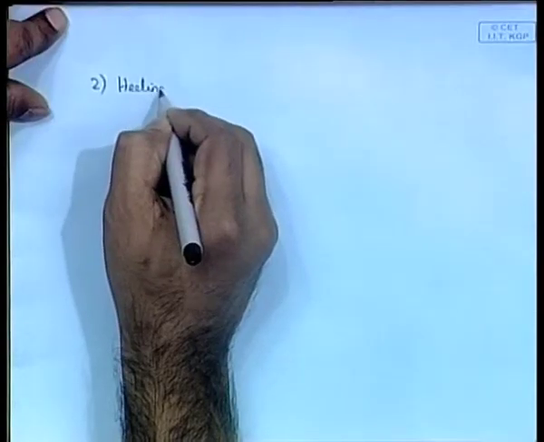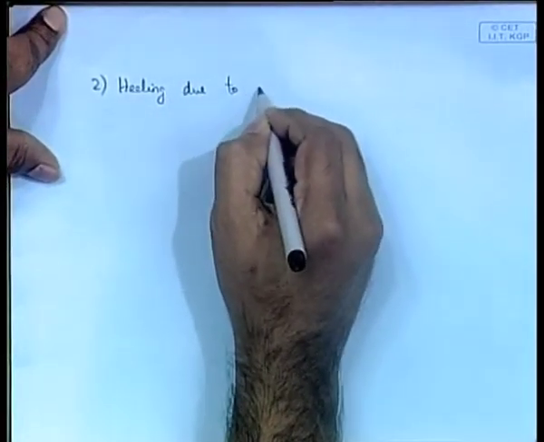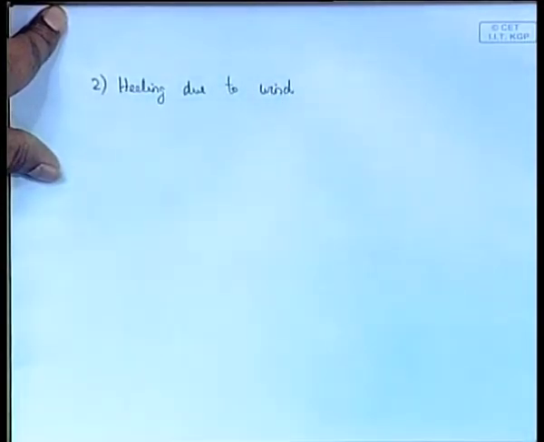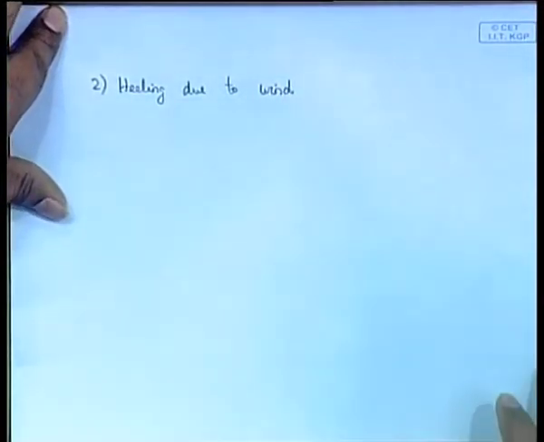Actually, the next one is very long. I don't think we will be able to finish this in this class, but we will start with it. Now it is due to the wind. Right now we found the heeling due to grain. Next is the heeling due to wind. So our purpose is now to find the heeling due to wind.